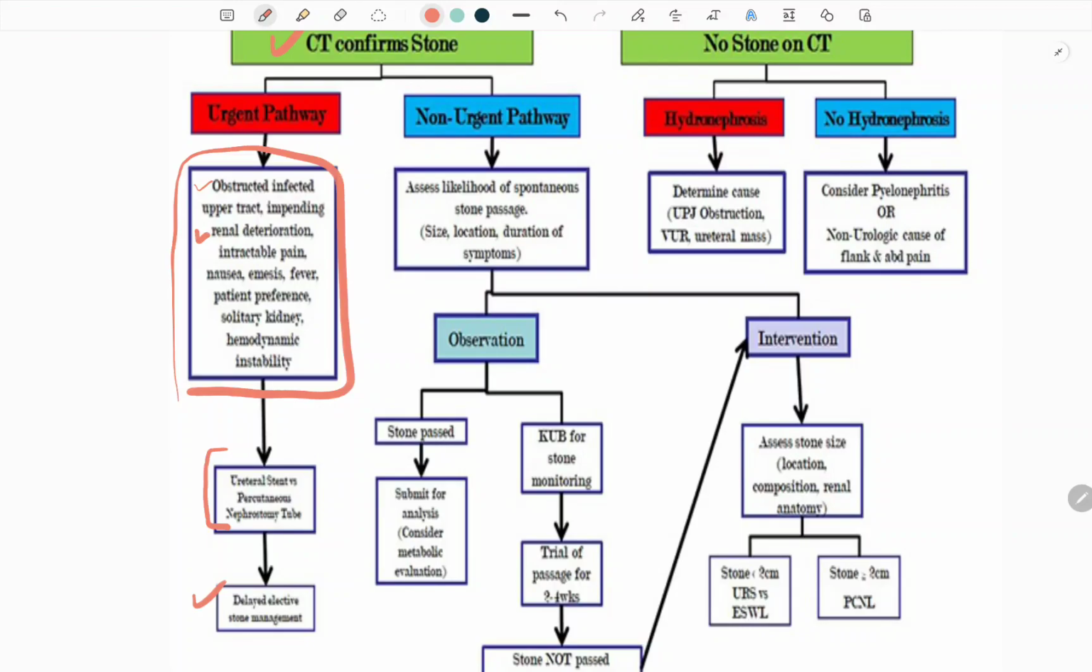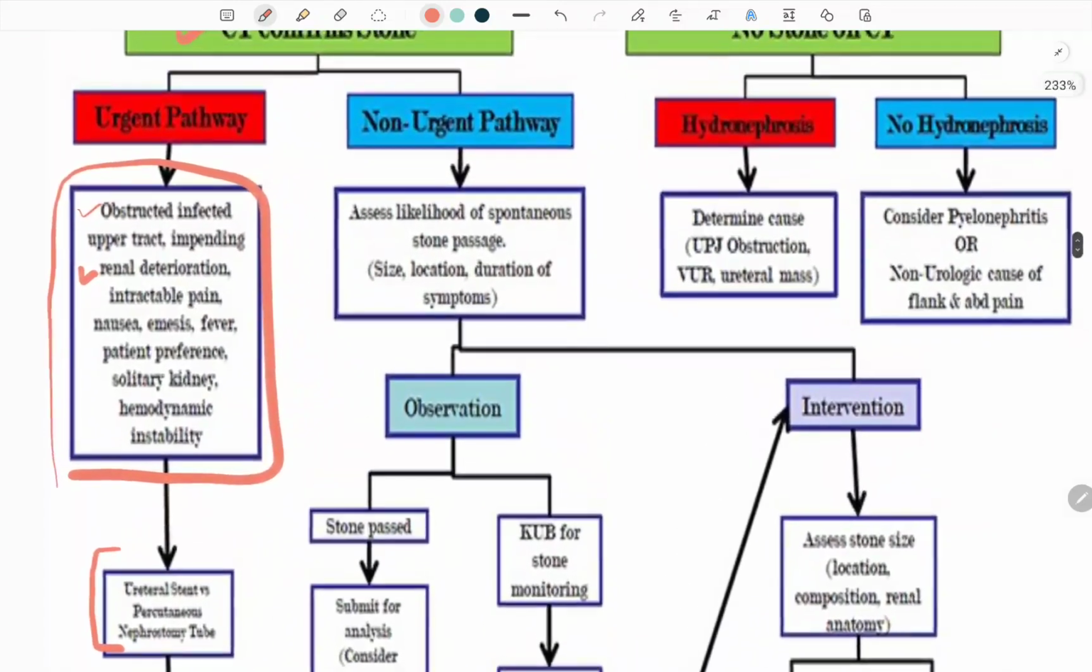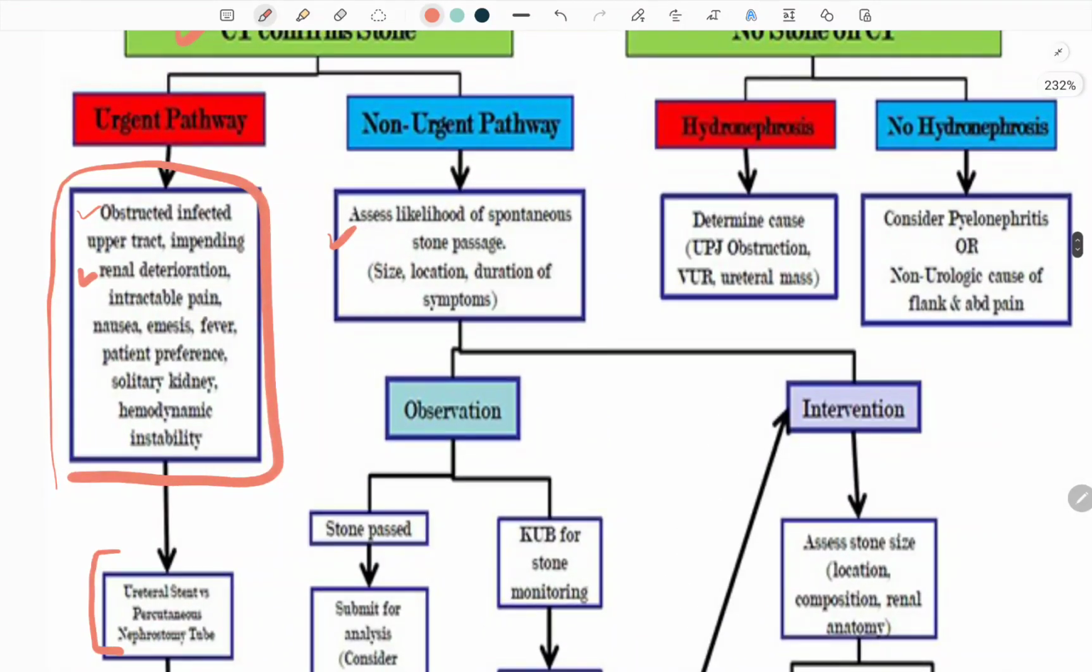So for urgent, you can put the ureteral stents or the percutaneous nephrostomy tube, and then you delay the elective stone management. If it is a non-urgent pathway, you have to assess the likelihood of spontaneous stone passage. And how can you assess it? By looking at the size, location, and duration of the symptoms.